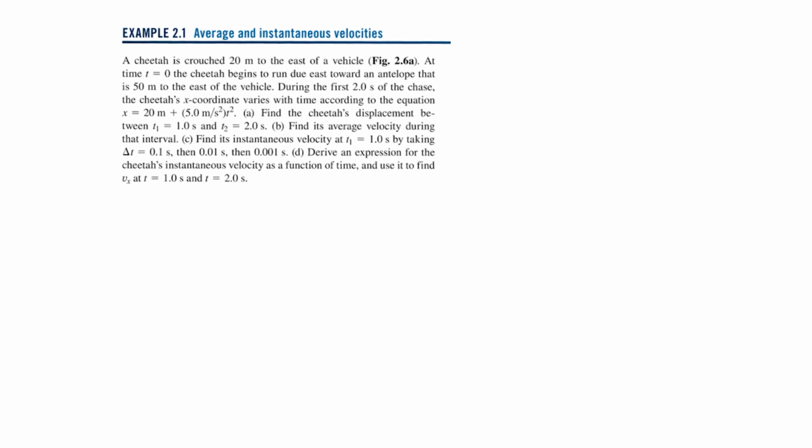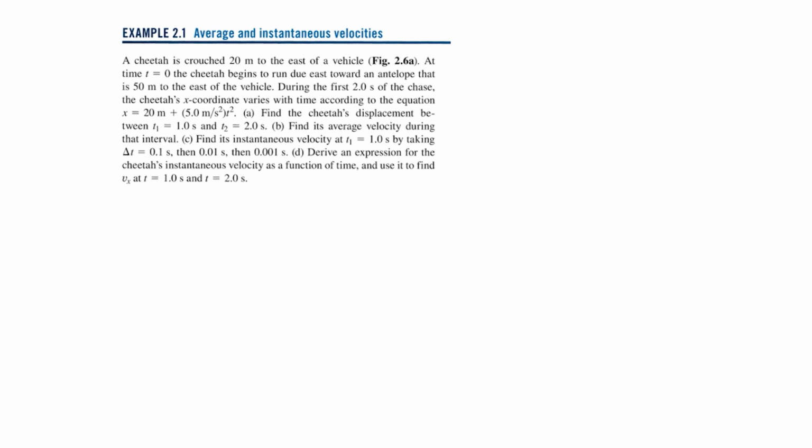So we're going to go ahead and do an example from the book. This is example 2.1. It says a cheetah is crouched 20 meters to the east of a vehicle. At time t equals 0, the cheetah begins to run due east toward an antelope that is 50 meters to the east of the vehicle. During the first 2 seconds of the chase, the cheetah's x-coordinate varies with time according to the equation x equals 20 meters plus 5 meters per second squared times t squared.